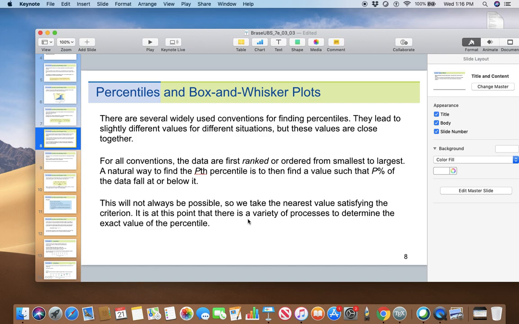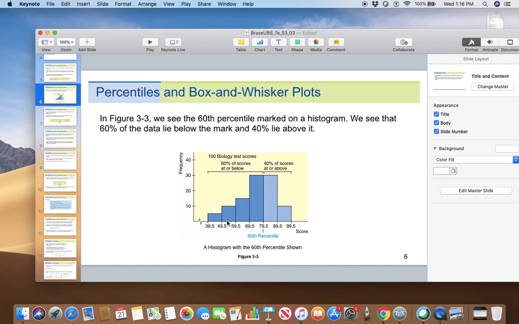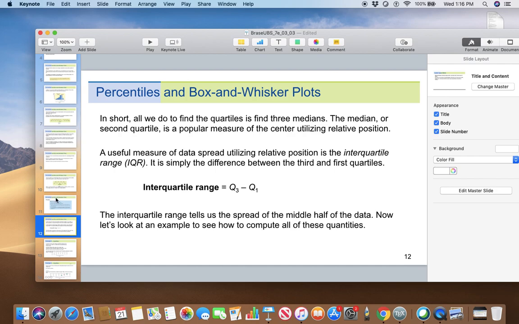It is at this point that there is a variety of processes to determine the exact value of the percentile. So here is the case. If you added all the frequencies, you get exactly 100. But if you don't have exactly 100, say you added all these to get 150, then the picture would not be the same because you're looking at a certain number out of 150. So a little more calculation is required.